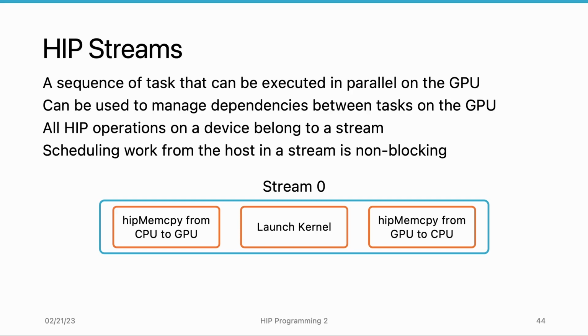Scheduling work from the host into a stream is considered non-blocking because it does not wait for the work to finish before continuing execution. Instead, the work is added to the stream and the host continues executing the next steps in the code without waiting for the work to finish. This enables the host and the device to work in parallel and improve performance by overlapping computation and communication. This mode of parallel computing is also known as asynchronous computing. Let's go deeper into the topic of asynchronous computing in HIP.